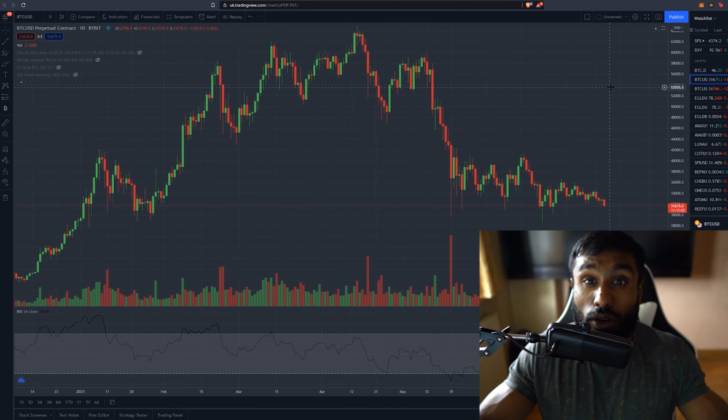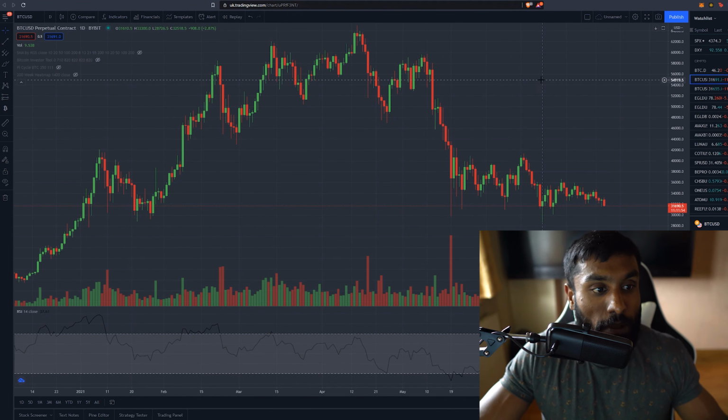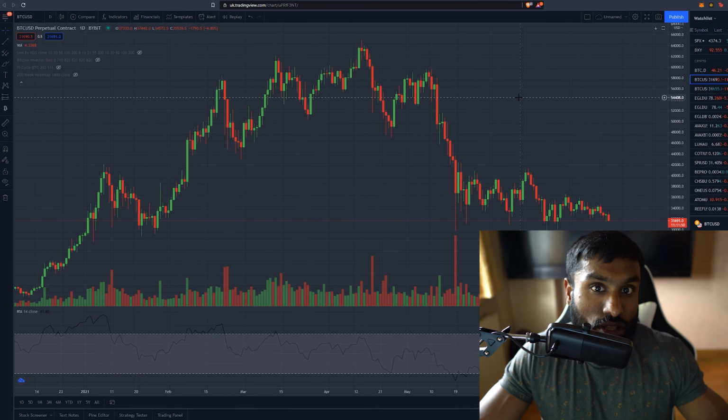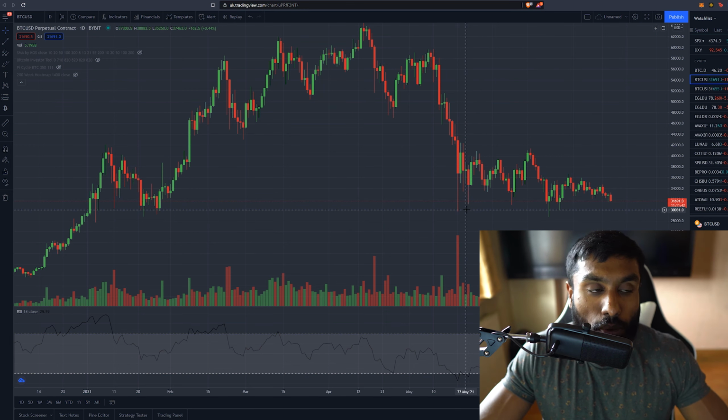I'm not going to go into super detail regarding the candlestick patterns. I'll leave a quick little diagram for you. So screenshot it, pause the video so you can see the different patterns and what they indicate. But one key thing that I do want to point out is the significance of price rejection. We see these long wicks. These long wicks are a good indicator of strong price rejection.